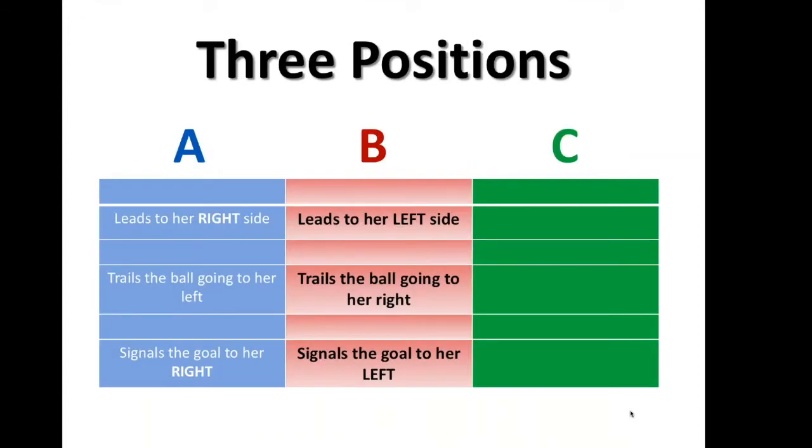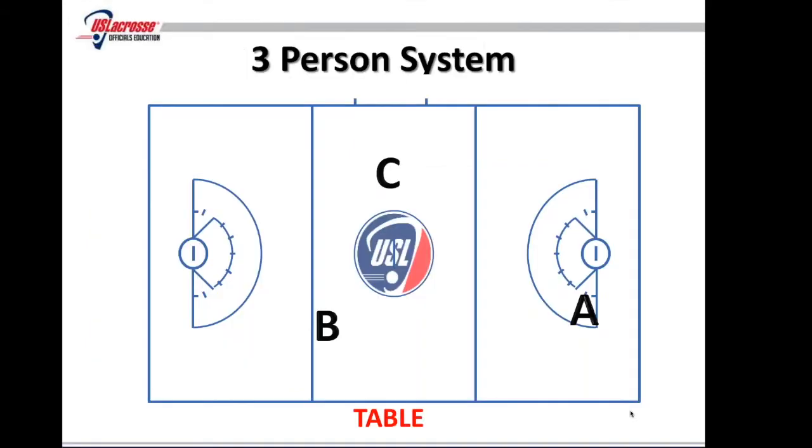The next position is B. She'll have the same assignments as A, but here's where it gets tricky. You have to learn to do your lead to the left. She will lead to the left, trail to the right. Okay, let's work with B. B position will lead to the left and will serve when the ball goes to the other end of the field. She will serve as a deep trail.